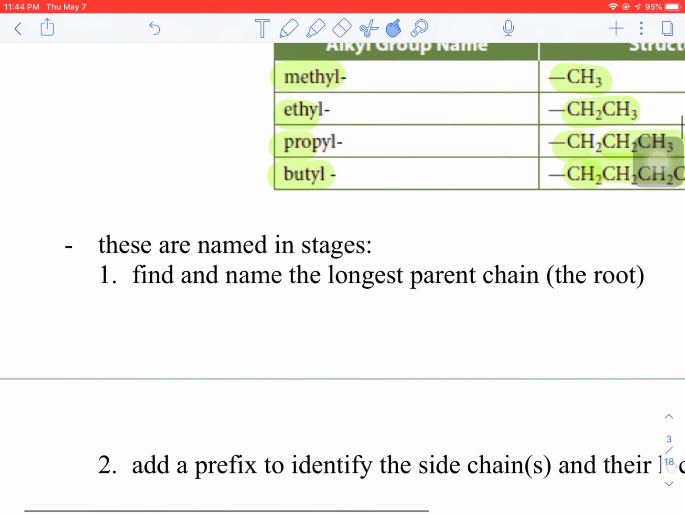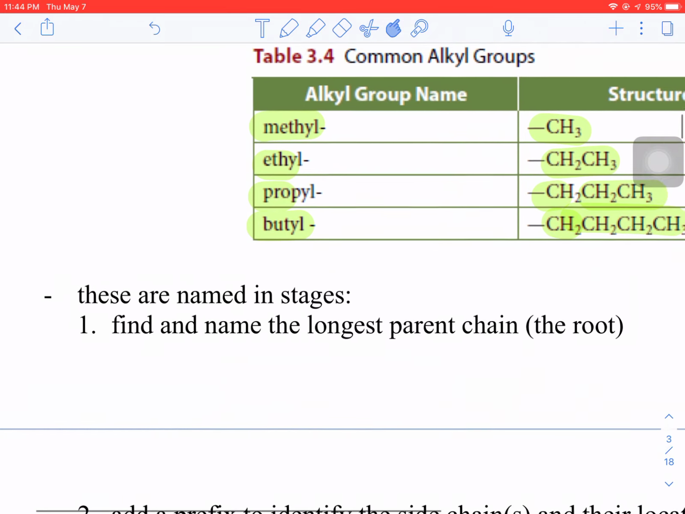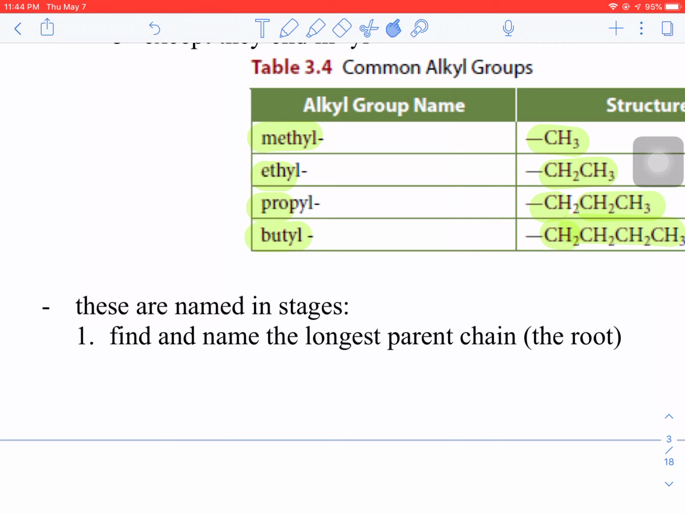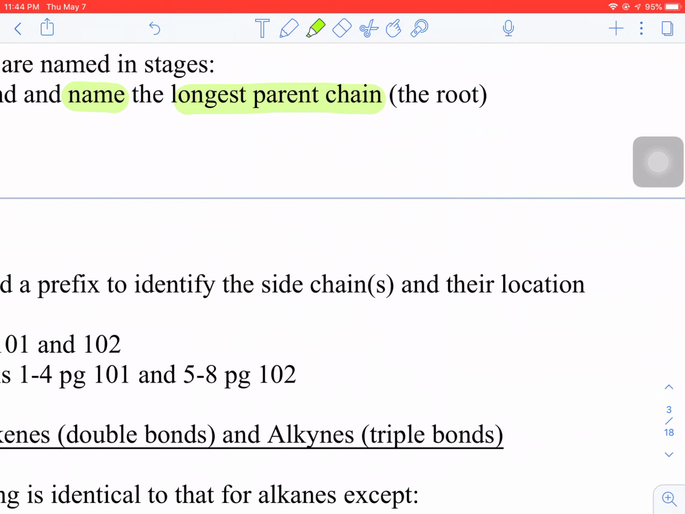It says when we're naming these things, the easiest way for me to do this is to just do 3 or 4 examples and show you. So when I'm naming these things, I want to, number 1, look for the longest chain, right? The longest continuous carbon chain, and I'm going to name it, right? So look for your longest chain, and then name that. And then once you've named it, look for the side chains and identify what are the side chains and where are they. Okay, so let's look at a couple of examples here.